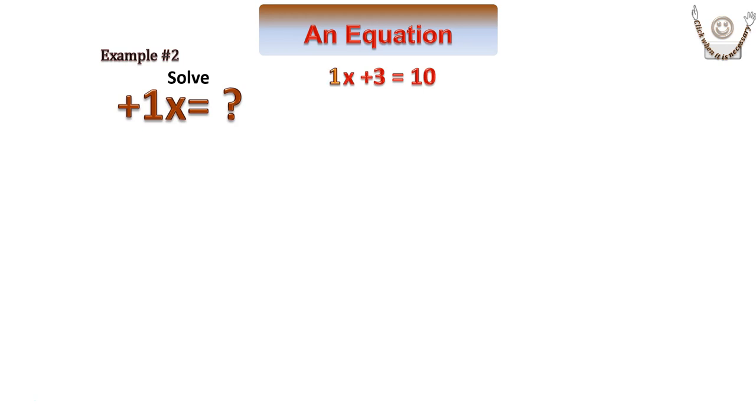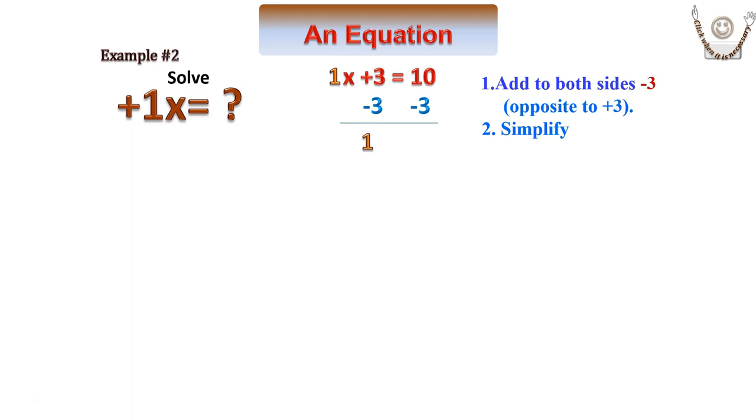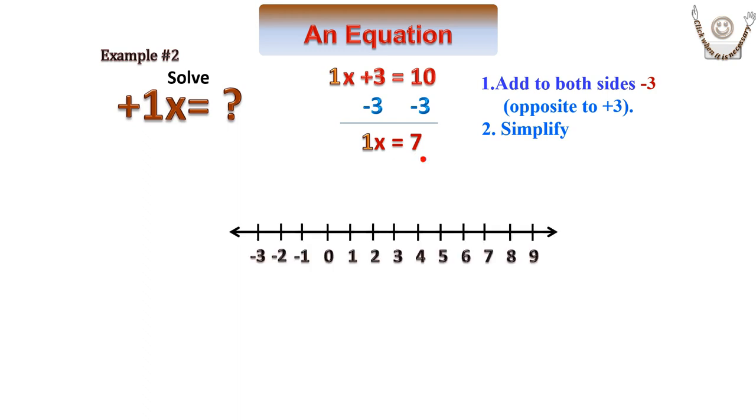We can add to both sides. In order to keep balance, we have to add to both sides the opposite of positive 3, which is negative 3. And then we will have the result positive 1x is 7, because positive 3 and negative 3 is 0, and 10 and negative 3 is just 7. Now we can show our answer as 1x or just x is 7, or on the real number line we can show it as a point, x equals 7.